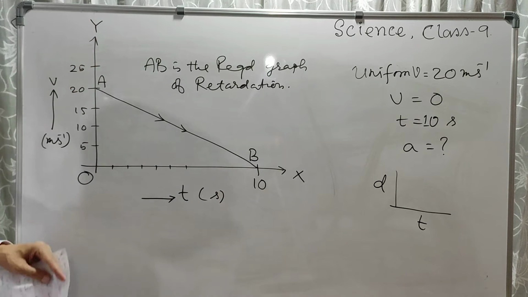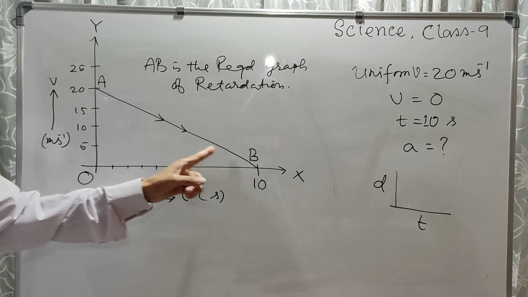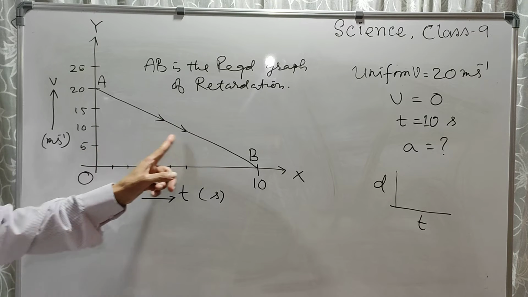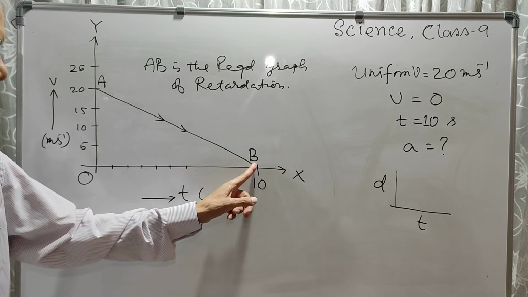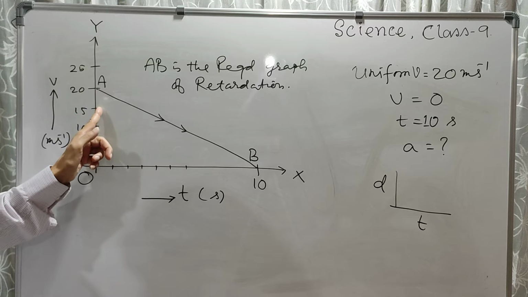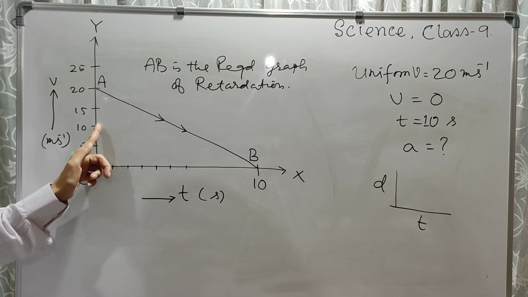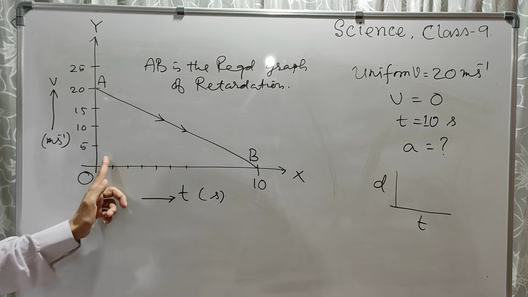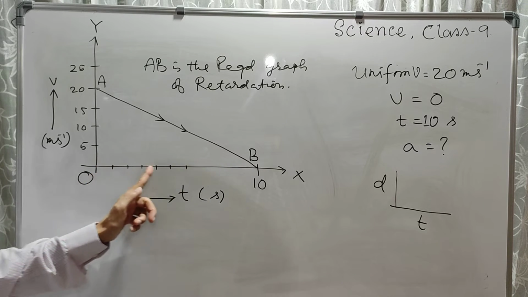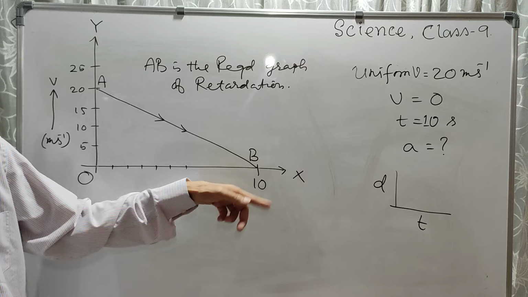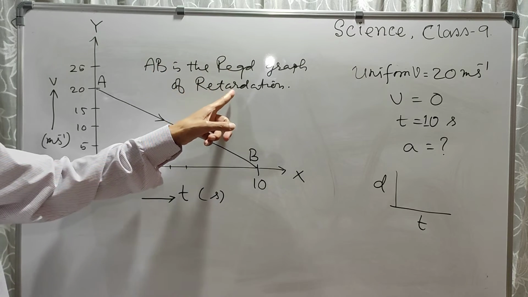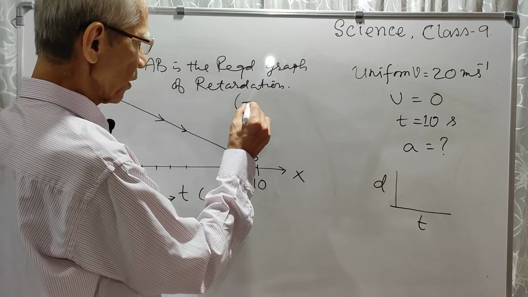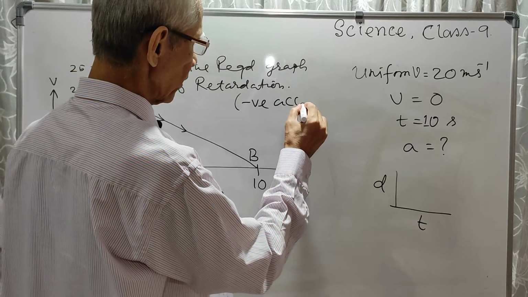Retardation is also called negative acceleration. So velocity is decreasing. From 20 it comes to 15, it comes to 10, it comes to 5, and finally it comes to 0. So velocity is gradually decreasing. So it is a retardation graph. Retardation is also called negative acceleration, isn't it?